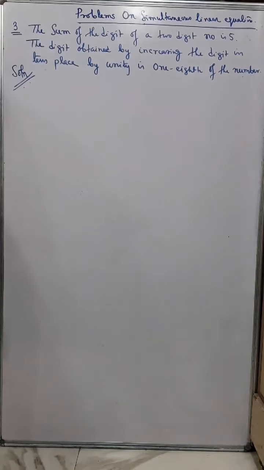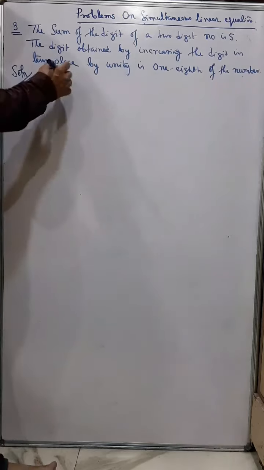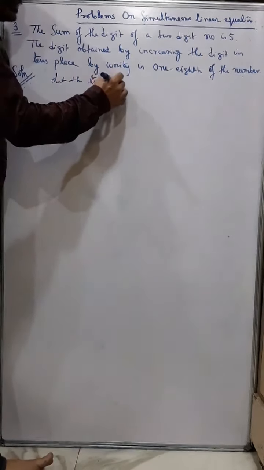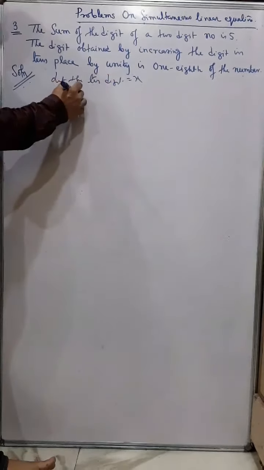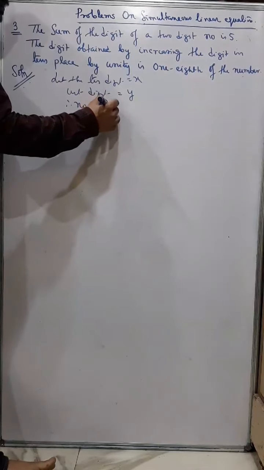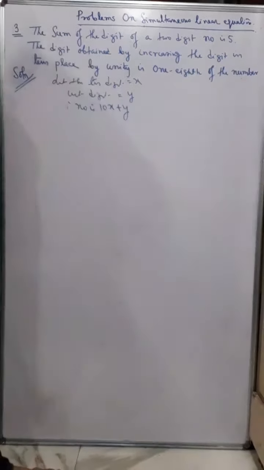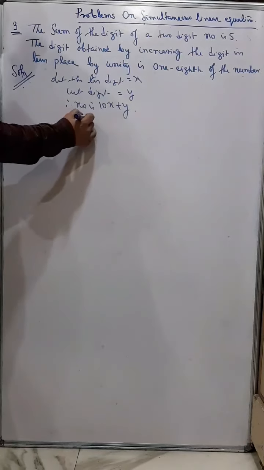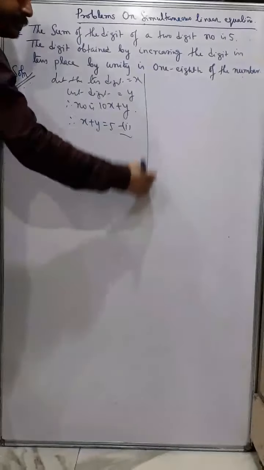Okay, here also the sum of the digits of our 2-digit number is 5. So we will start as usual. Let the tens digit be x, unit digit be y, and therefore the number is 10x plus y. Now what they told, the sum of the digits is 5, so first of all we can say it is x plus y is equal to 5. So this is the first equation.